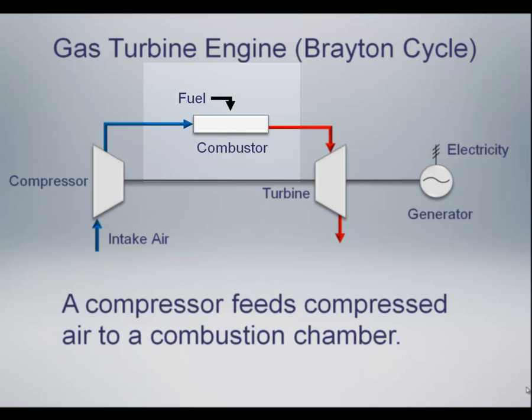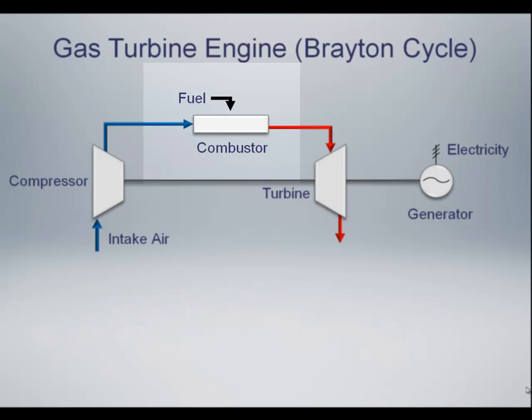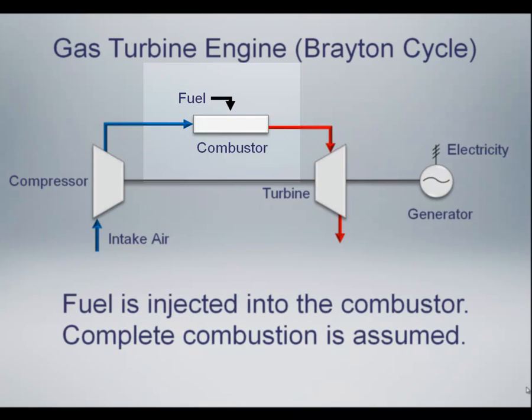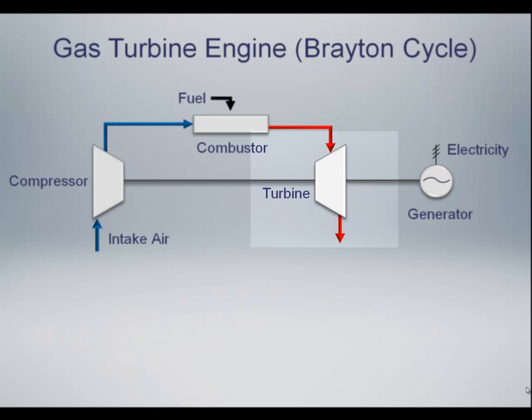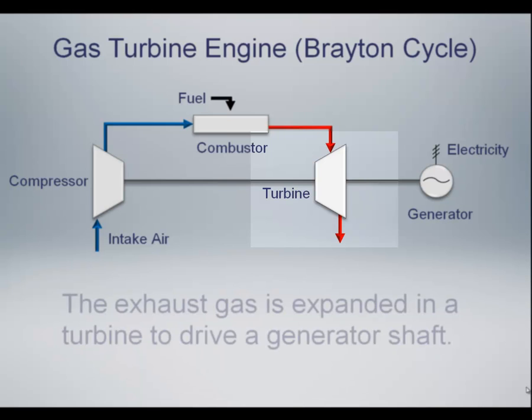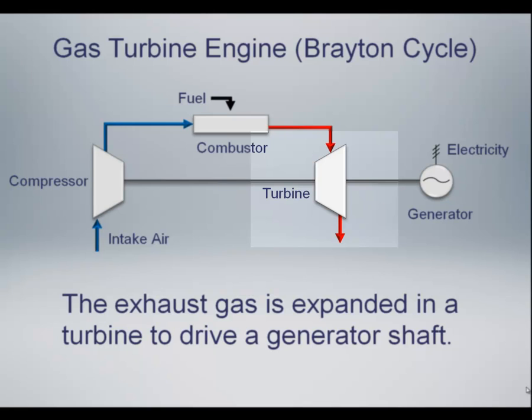In the combustion chamber, the compressed air is mixed with a fuel. In our case, that would be methane. As the name indicates, combustion takes place, raising the overall temperature of the mixture and generating heat energy. In the expansion turbine, air is expanded and heat energy is transformed into mechanical energy. This can be further fed into a generator to generate electricity.